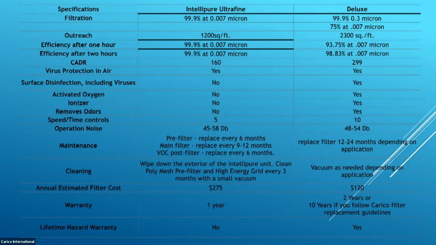Both units provide virus protection in the air. However, IntelliPure relies on that virus coming into the machine, passing through it at the light bulb at the right speed, long enough to kill it. If there's any debris in the way, the virus probably isn't going to die. If the bulb is old and weak, it's not going to be as effective at killing it. The Carico unit gets 2 bites at the virus.